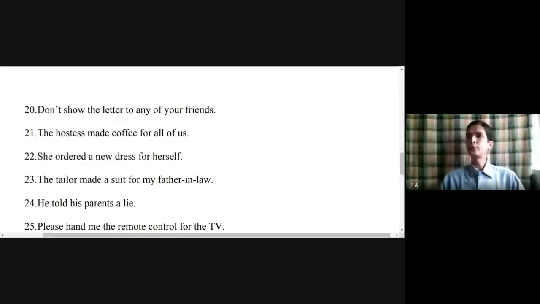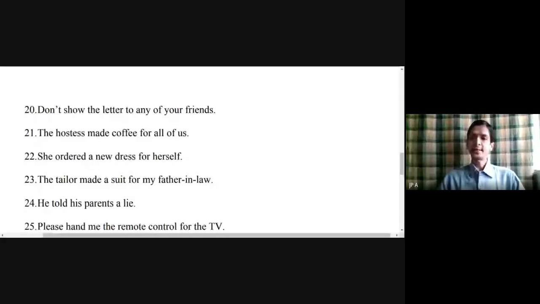Okay, the next one. He told his parents a lie. Told is the verb. Told what? A lie. A lie is the direct object. To whom is the indirect object? The answer is yes, to his parents. So his parents is the indirect object.